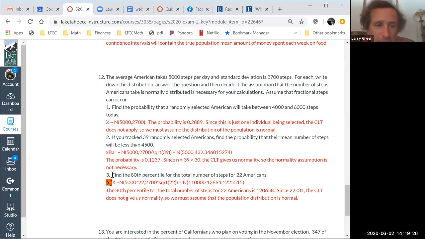Okay, part 3, find the 80th percentile for the total number of steps for 22 Americans. What's the key word here to decide what variable we're looking at?